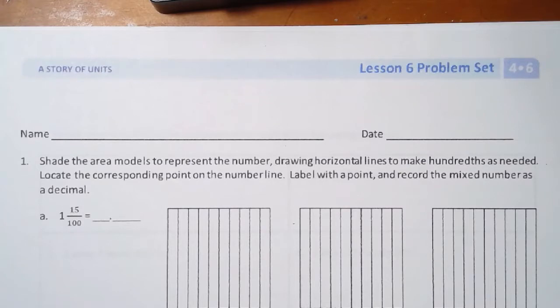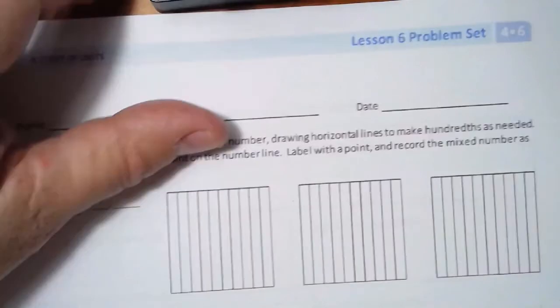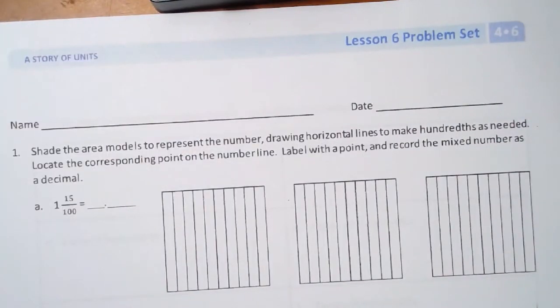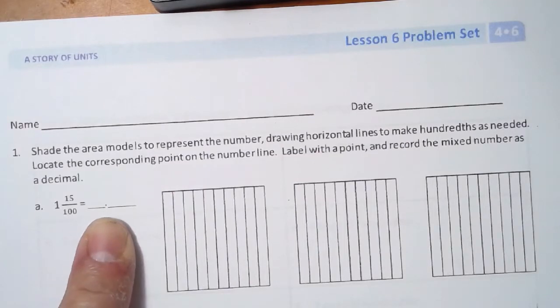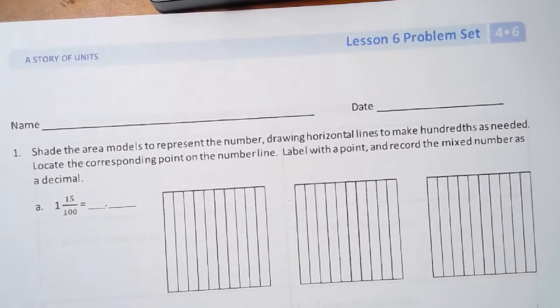So let's look at this first problem here. I'm going to do the first example for you. And remember, lesson 6 is all about looking at these in as many models as possible. Number 1 says, shade the area model to represent the number, drawing horizontal lines to make the hundredths as needed. Locate the corresponding point on the number line, label with a point, and record the mixed number as a decimal. So that's what this is right here. What is 1 and 15 hundredths? Okay, so first it says shade the area model to represent the number.